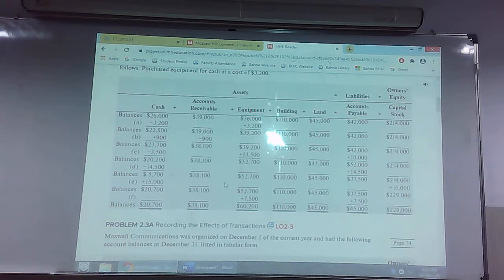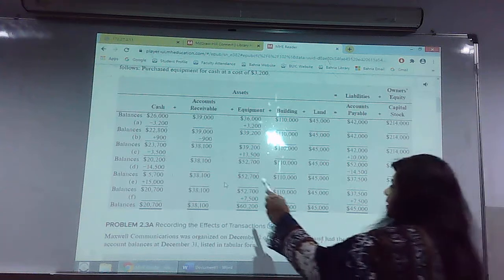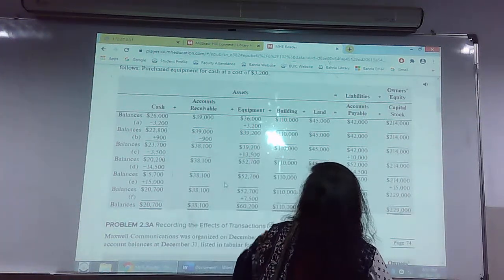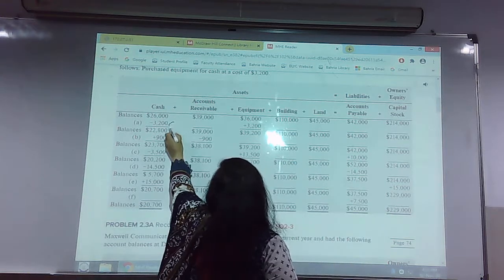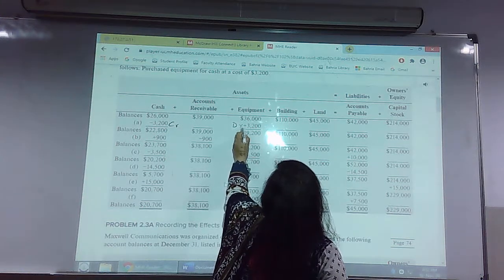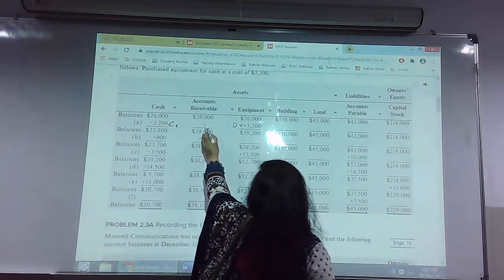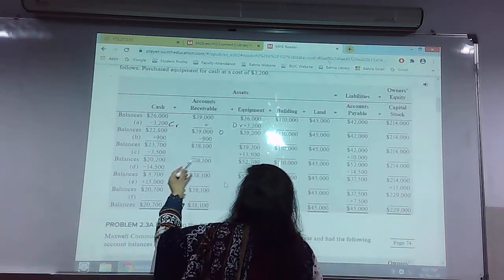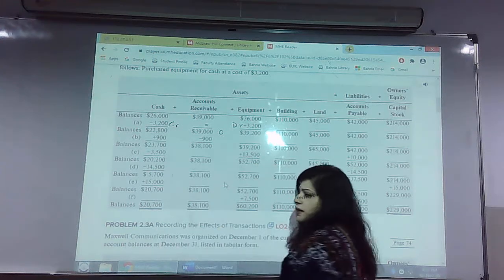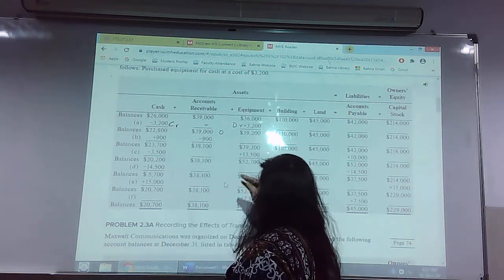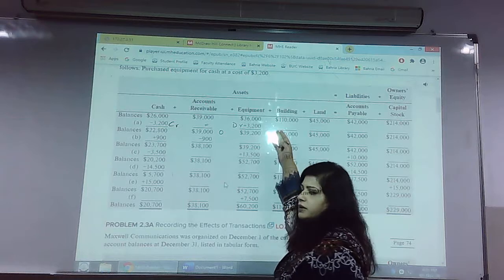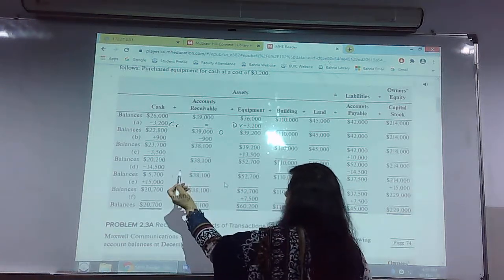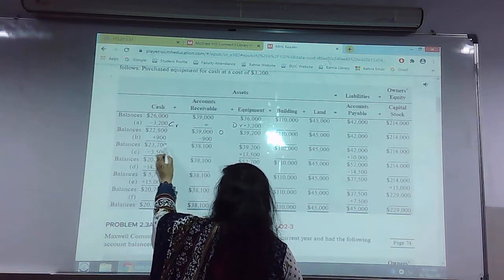So what will be the entry? In this case, you see that cash is credited, equipment is debited. So I can write here, this is a credit here, and there's a debit here. So net effect is 0, because as much as is credited, it is debited as well. So minus and plus give you a 0 in total. Then part B is that there's an increase in cash by 900.